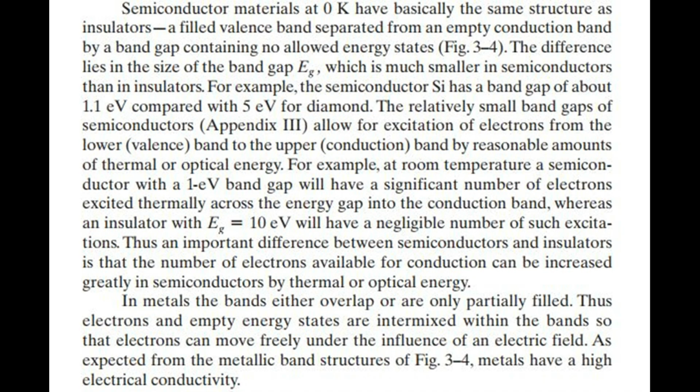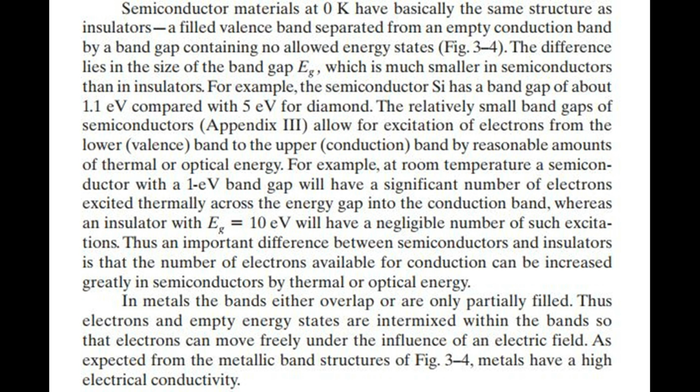Semiconductor materials at 0K have basically the same structure as insulators, a filled valence band separated from an empty conduction band by a band gap containing no allowed energy states, Fig 3.4. The difference lies in the size of the band gap, which is much smaller in semiconductors than in insulators. For example, the semiconductor Si has a band gap of about 1.1 eV compared with 5 eV for diamond. The relatively small band gaps of semiconductors, Appendix 3, allow for excitation of electrons from the lower, valence, band to the upper, conduction, band by reasonable amounts of thermal or optical energy.